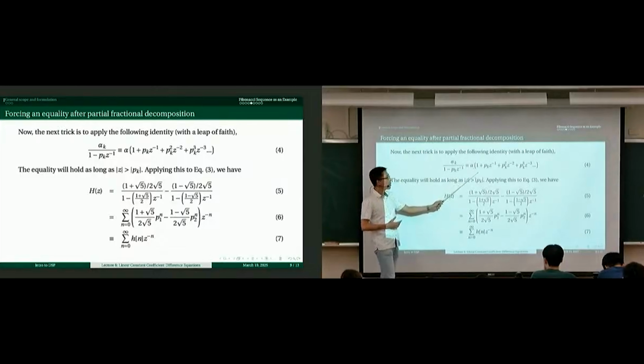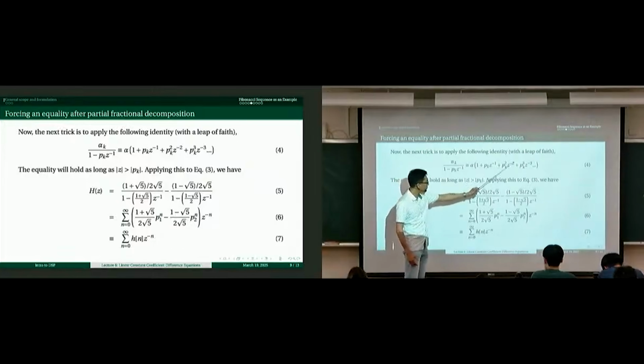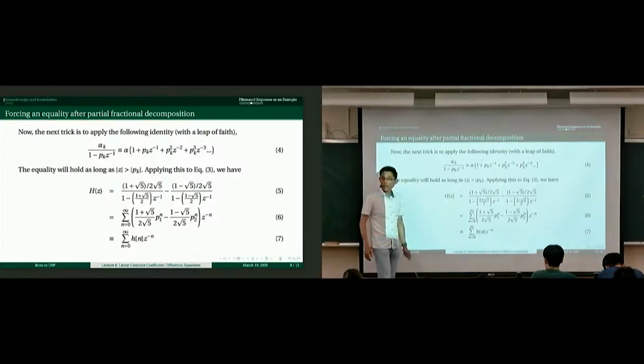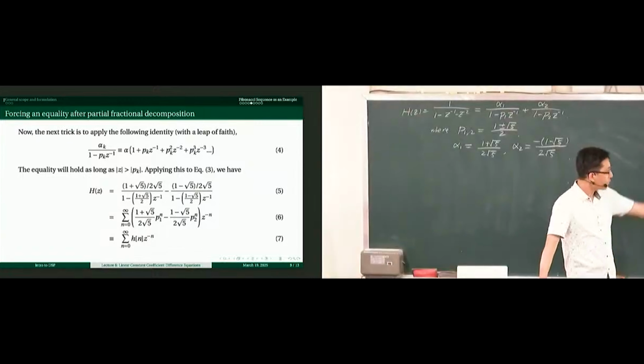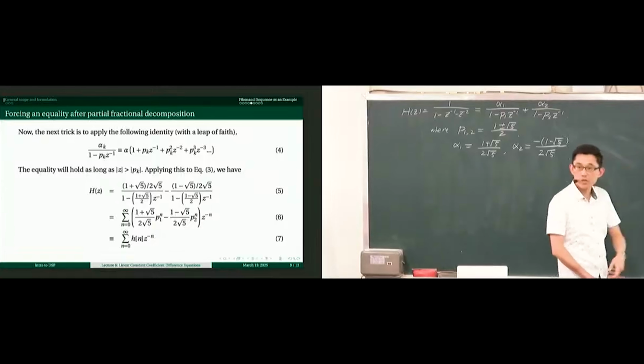You have a geometric series: p z inverse, p squared z to the minus 2, p cubed z to the minus 3. So it's a geometric sequence. As long as the common ratio has an absolute value less than 1, that's a formula for the infinite sum. Here we're just using it in the opposite way. That's a trick. Everything is a trick right here.